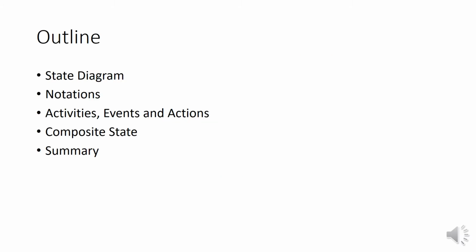So the outline of today's lecture is: introduction of state diagram, why it is used, what is the purpose of it, notations used in state diagram, activities, events and actions in state diagram, then the substates or the composite state, the purpose of it in state diagram, and then the summary of the lecture.